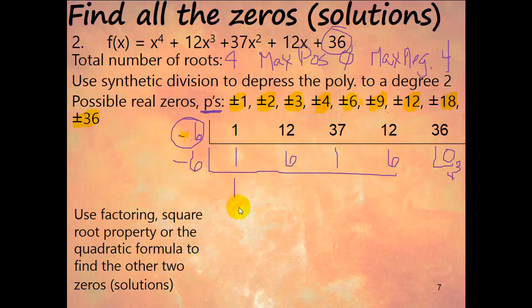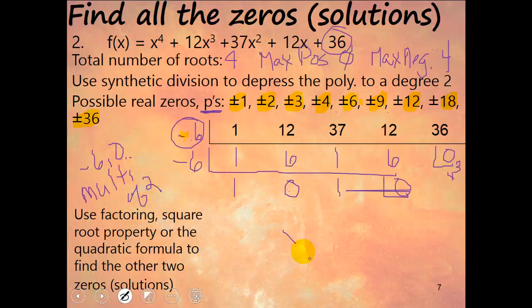I'm going to bring down my 1. 1 times negative 6 is negative 6 plus 6 is 0. 0 times negative 6 is 0 plus 1 is 1. 1 times negative 6 is negative 6 plus 6 is 0. Okay, so it did work again. So we have negative 6, 0, and that is a multiplicity, I'm going to abbreviate it, of 2. Okay, and now we have x squared plus 1, and we have to set that factor equal to 0.